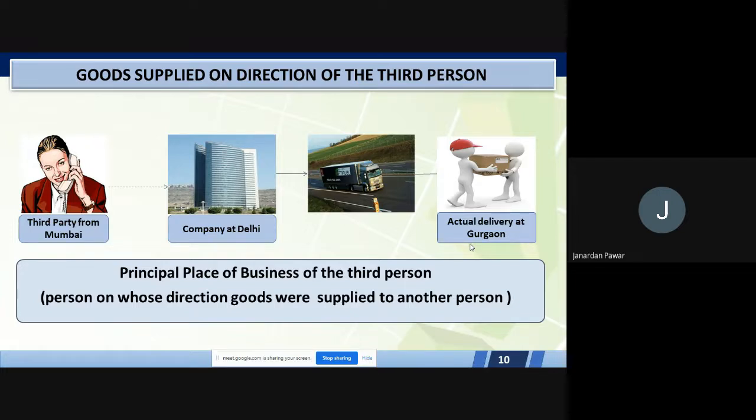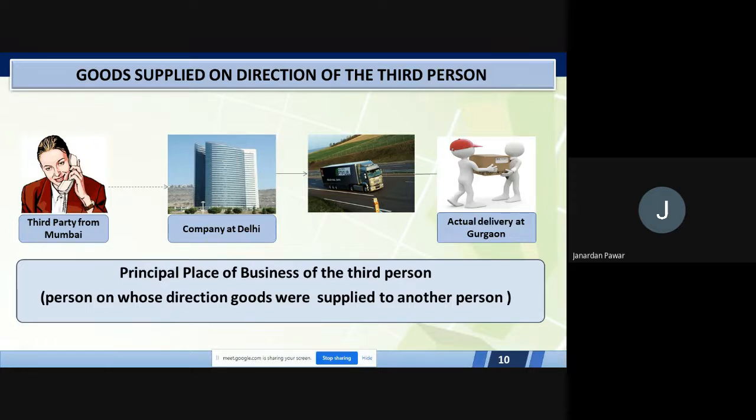So wherever the goods are actually delivered, that particular place is called the place of supply. So just look at the third party person from Mumbai. The company is at Delhi. The company called that third party person about the supply of goods. The company is from Delhi, and the person called the third party person is in Mumbai. So that third party person told the company, do not supply goods in Mumbai, just supply goods to Gurgaon. So goods are actually delivered to Gurgaon. So Gurgaon is the place of supply, remember. Gurgaon is the place of supply in this case.